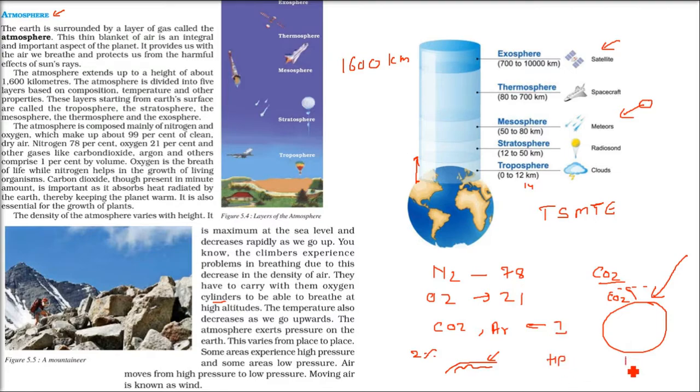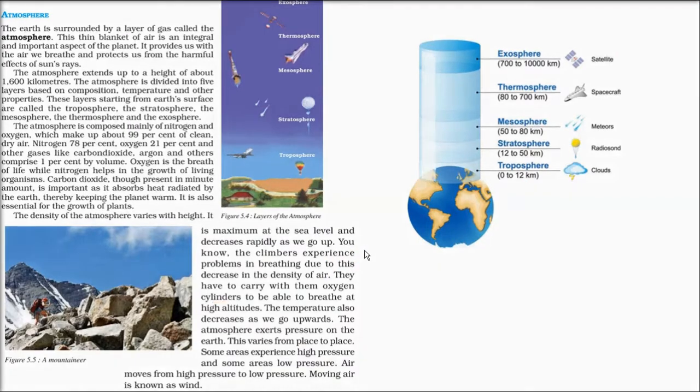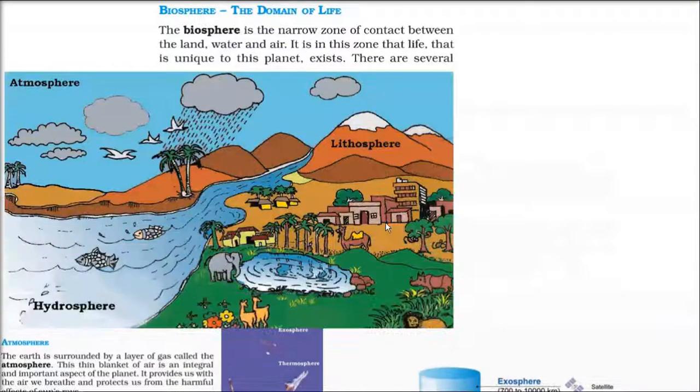One more thing here: whenever we have high pressure and low pressure, always everything in the world wants equilibrium. So the air tries to go to the low pressure area to make it equal. When the air starts moving from high pressure to low pressure, it is called wind. The moving air is wind, moving air. Biosphere.